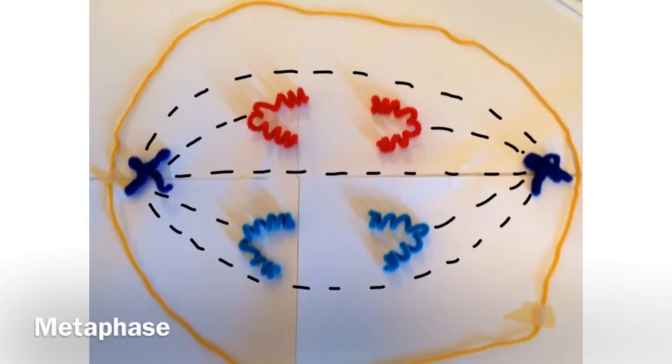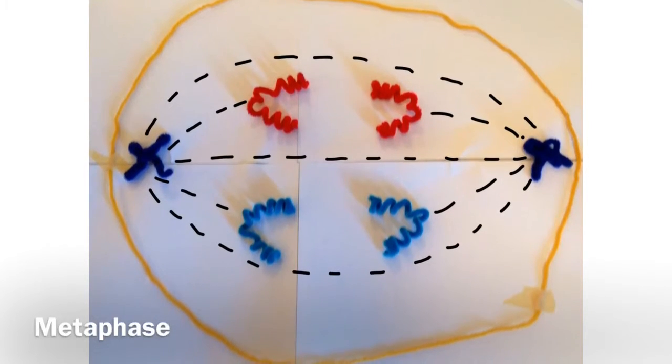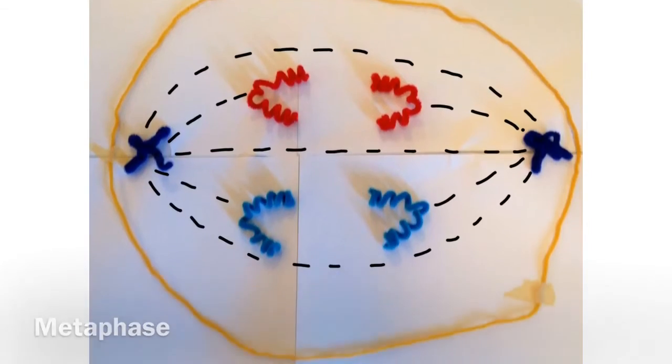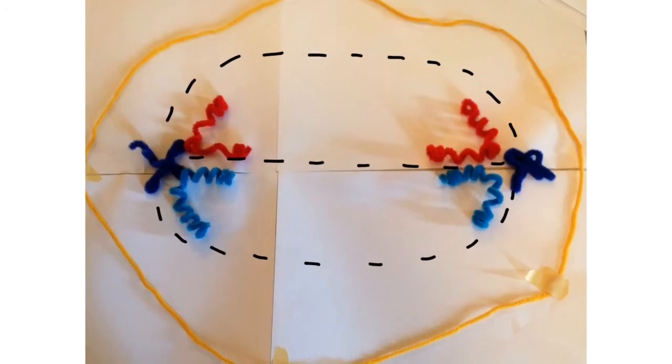This is metaphase. The chromosomes split apart using the spindle fibers, and the centrioles pull them closer to each other. This is in preparation to form the two new cells.